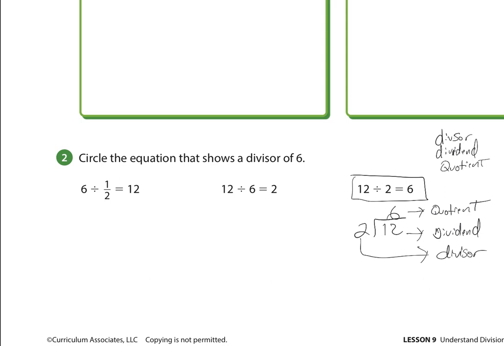So if we go back and read the problem, circle the equation that shows a divisor of 6. When we have a division problem written as these three are, the divisor is the number in the middle, because that will be the number that you're dividing by.